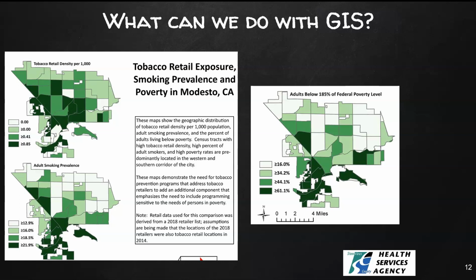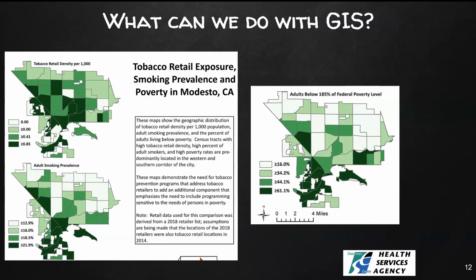But here we can look in the upper left map, tobacco retail density per 1,000. The darker the color, the more retail there are. Then the next map down on the left, adult smoking prevalence. It's kind of interesting. Again, where there are high retail outlets in the southern portion of the county, there seems to be more adult smokers. But it's also interesting, there are some areas that don't have a lot of prevalent smoking and so forth.